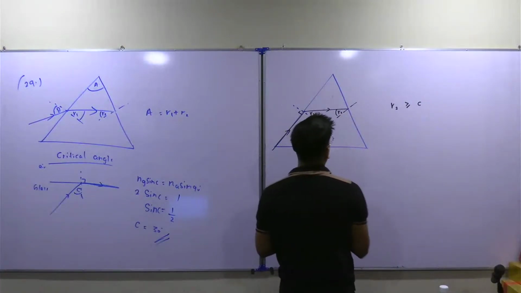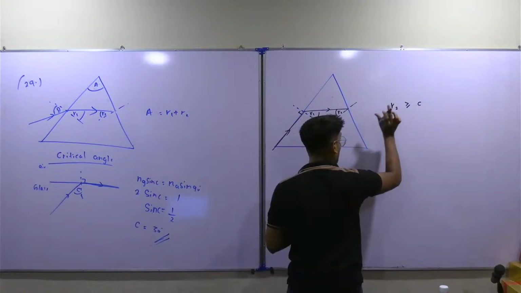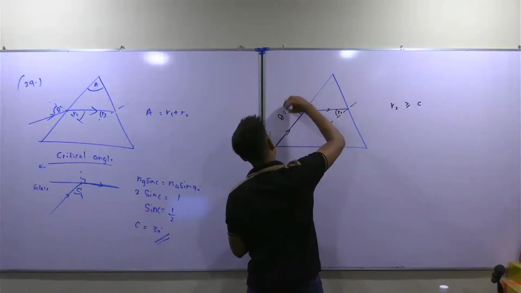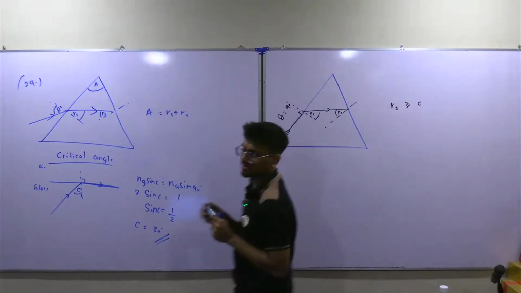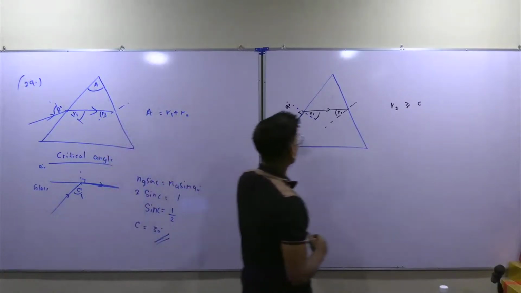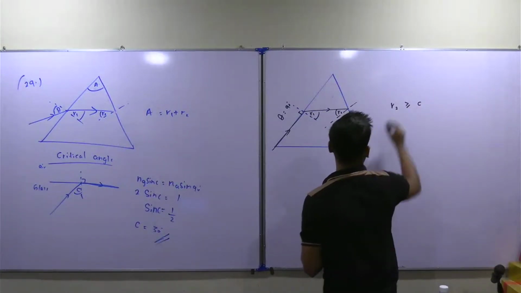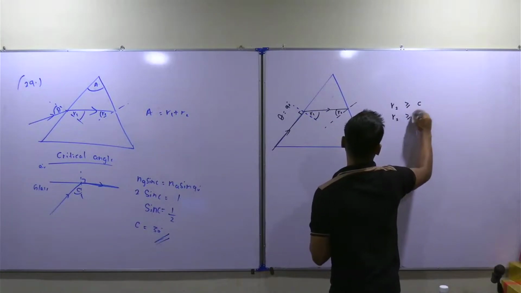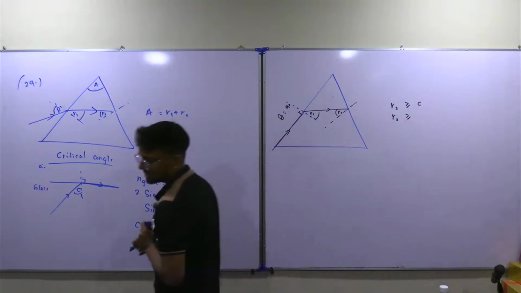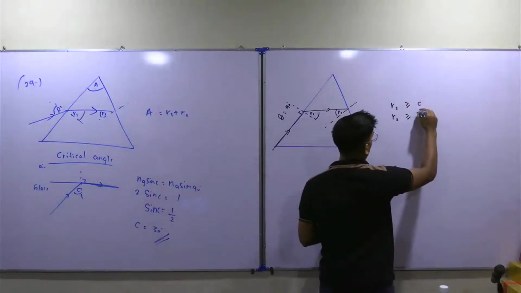So they have given that the ray doesn't refract through this surface. So you can say when theta is equal to 90 degrees, this R2 should be greater than or equal to the critical angle. So R2 is how much? Greater than or equal to the critical angle, which is 30 degrees. See, we found it. Critical angle is 30 degrees.